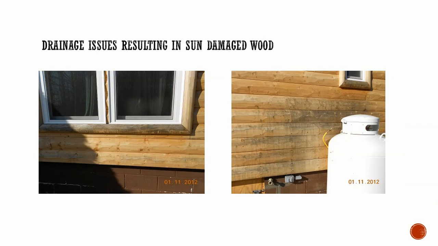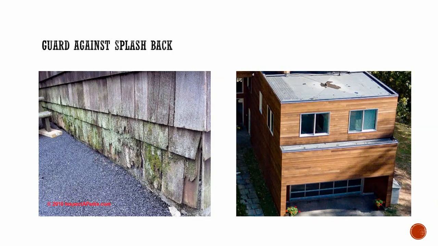Here we see the same issue. The water was caused by splashing back from this tank, and it wore the finish down, turned the wood black. And we talked about concentrated water in your drainage plan. It also has the same effect in splashback.